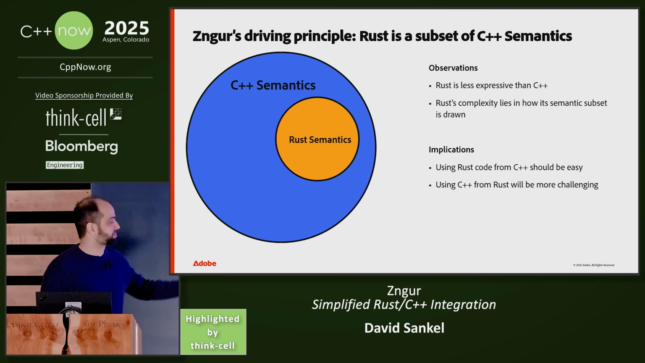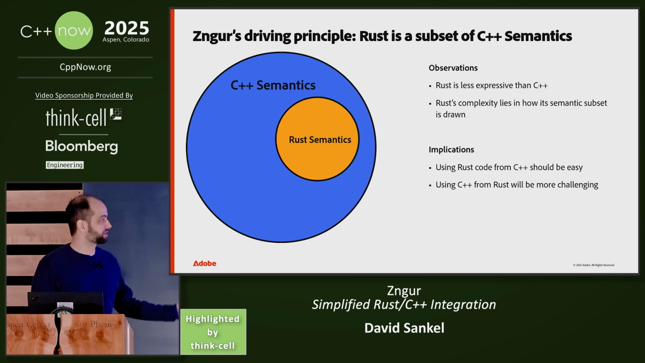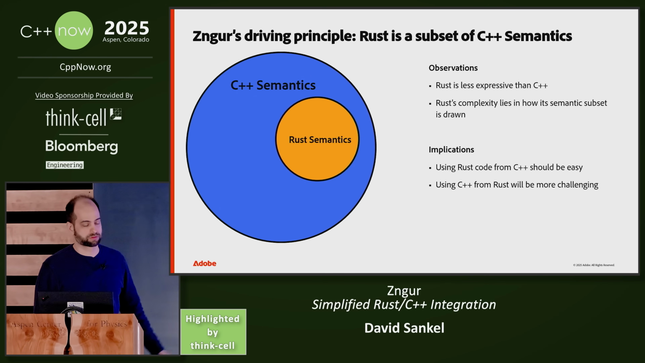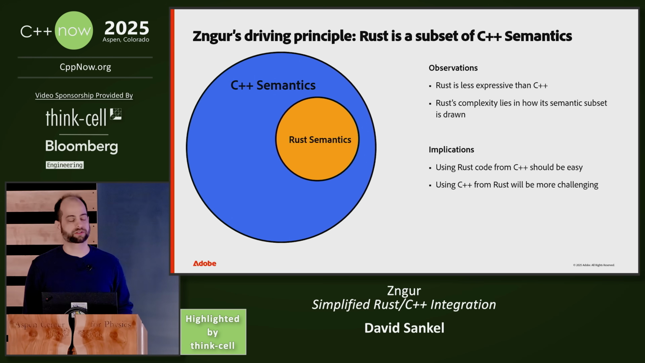So implications of this are that using Rust code from C++ should be easy, if this is true. And using C++ code from Rust is going to be more challenging. That's what we'll see.